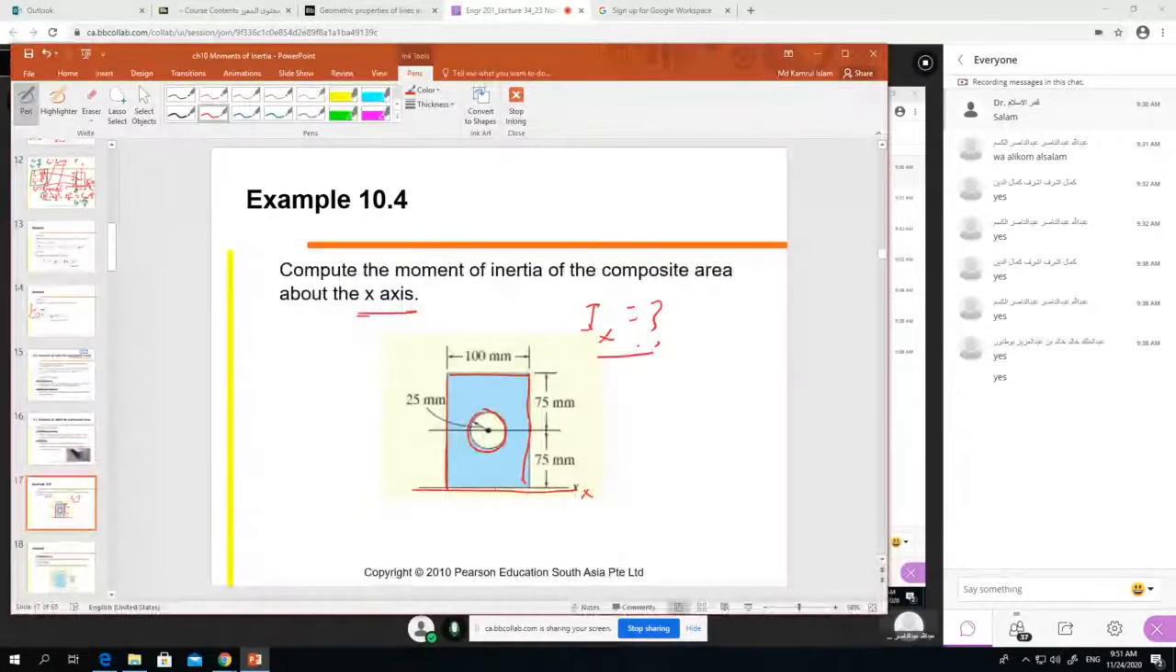Abdul Malik, Khalid, tell me, what will be the IX formula? Can anyone tell me or cannot tell me?